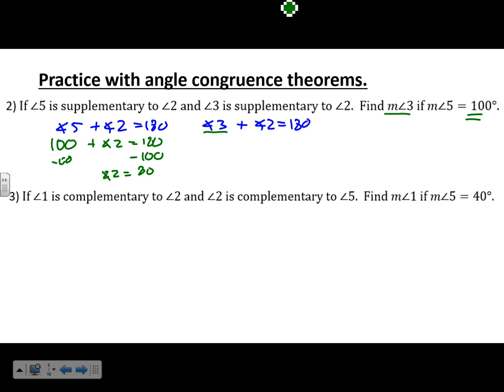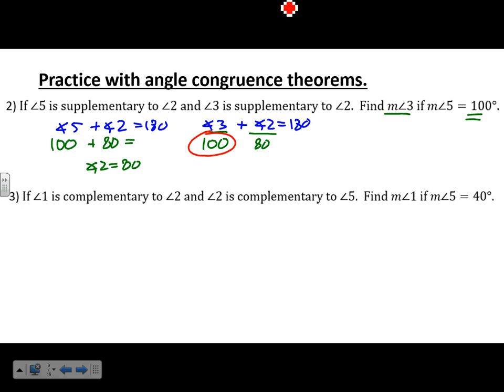Or again, most of you guys are good enough at math by now that you can just say, it has to add up to be 180, so 100 plus 80. So if angle 2 is equal to 80, then over here, angle 2 has to be equal to 80. So then what does angle 3 have to be? It's got to be 100. So that's a good way to reason through this and actually do all the math.